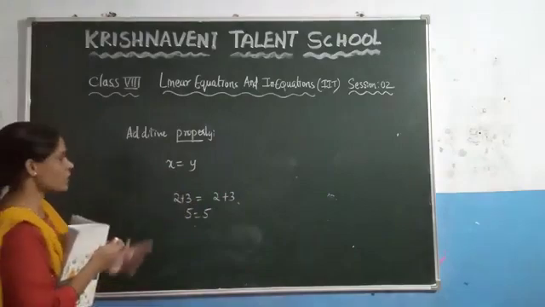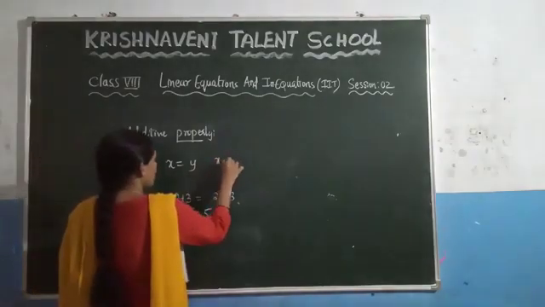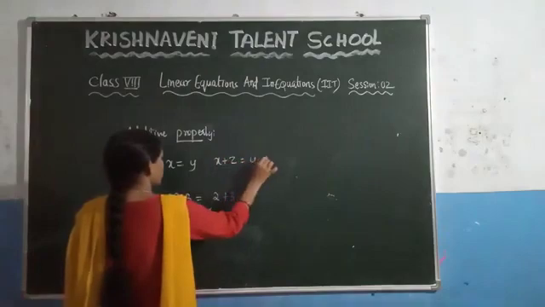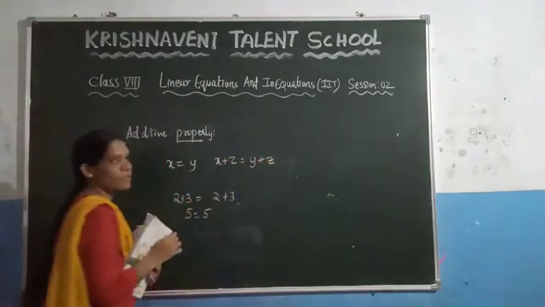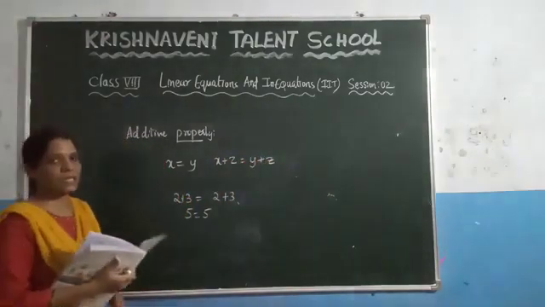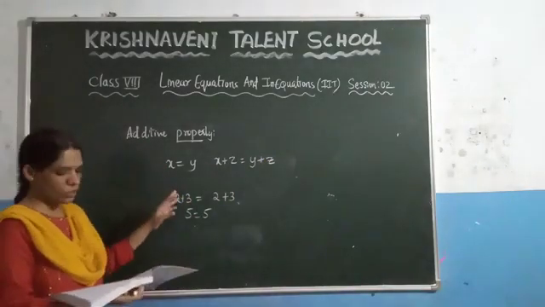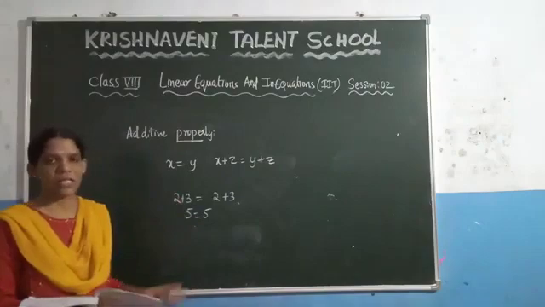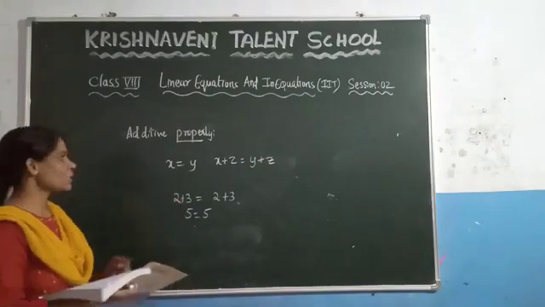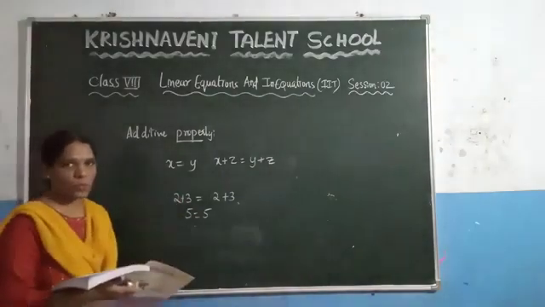What it states here: if x is equal to y, then x plus z is equal to y plus z. This property we call an additive property. In the case of the statements, we can state that if equals are added to both of the sides of an equality, the equality remains the same. This property we call an additive property.